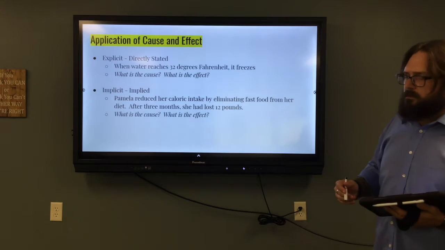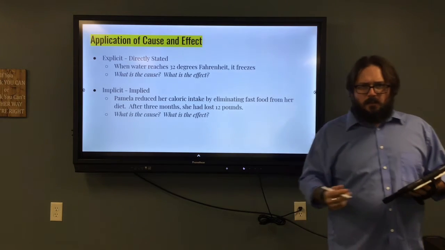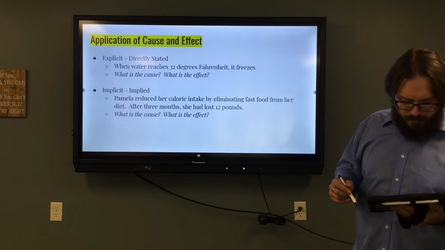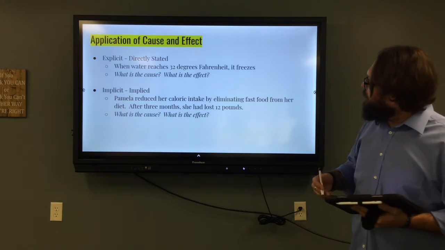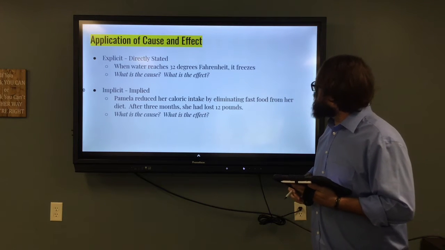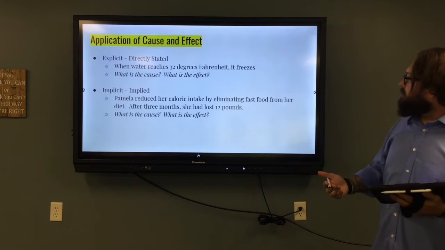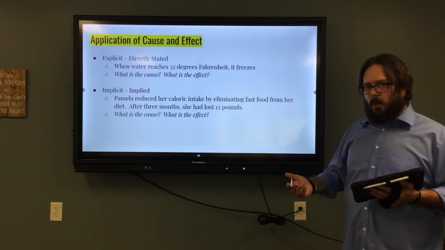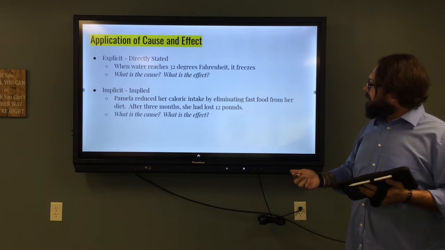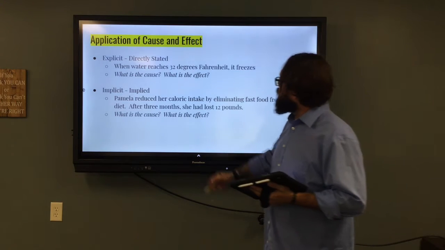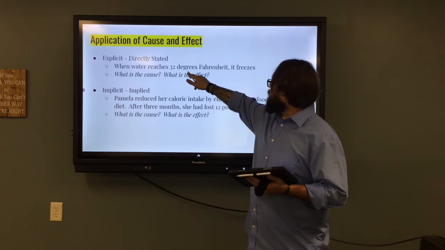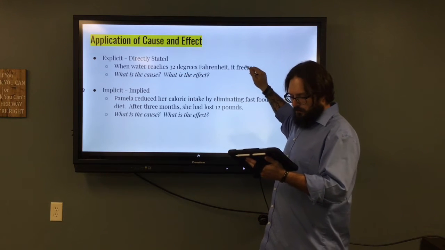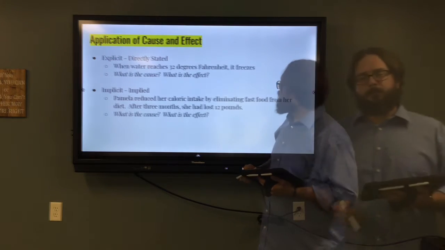Cause and effect relationships may be directly stated, or in other words, they will be explicitly stated in the text. So an example that we have here: when water reaches 32 degrees Fahrenheit, it freezes. In this case, what is the cause? Well, our cause is going to be when water reaches 32 degrees. The effect of reaching 32 degrees is that it freezes.